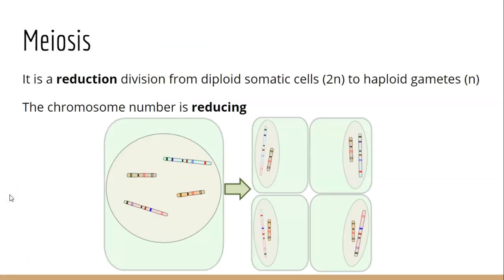So let's just talk about what meiosis is. It is a reduction division from a diploid somatic cell, 2N, to a haploid gamete. The chromosome number is reducing, right? Going from diploid to haploid. You cannot have a diploid gamete because when your gametes come together, you need to be able to add them to make a viable offspring. So if you add 2 diploid cells together, you have too many chromosomes, whereas if you add 2 haploid gametes together, you get 1 diploid cell.